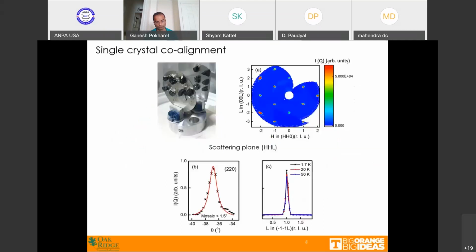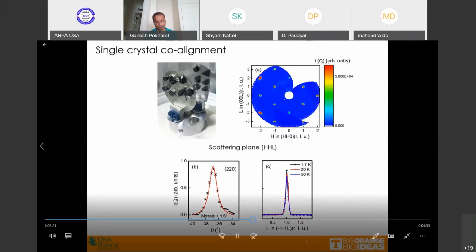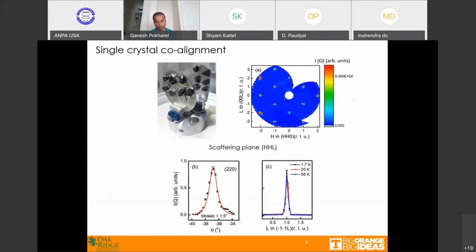Once we had some ideas about the spin excitation spectrum from powder average data, I co-aligned a certain number of single crystals with total mass around 1.2 gram along the scattering plane HHL, and the co-alignment is pretty good with the crystal mosaic less than 1.5 degrees. The last figure in this slide shows the temperature dependence of intensity, indicating that there is some magnetic scattering below the magnetic ordering temperature of 13 Kelvin, showing higher intensity at 1.7 K compared to the 20 K or 50 K data.